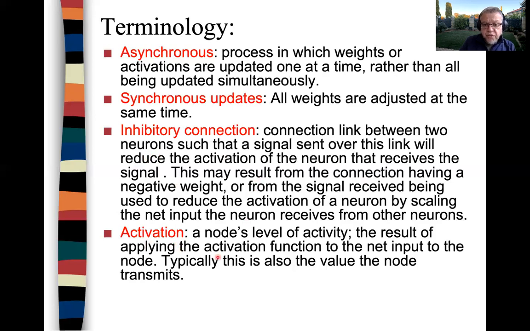What is an activation? It is a node's level of activity, the result of applying the activation function to the net input to the node. Typically, this is also the value the node transmits. So after the activation function, as you've seen in the perceptron, you have the summation, and then you have the activation function.